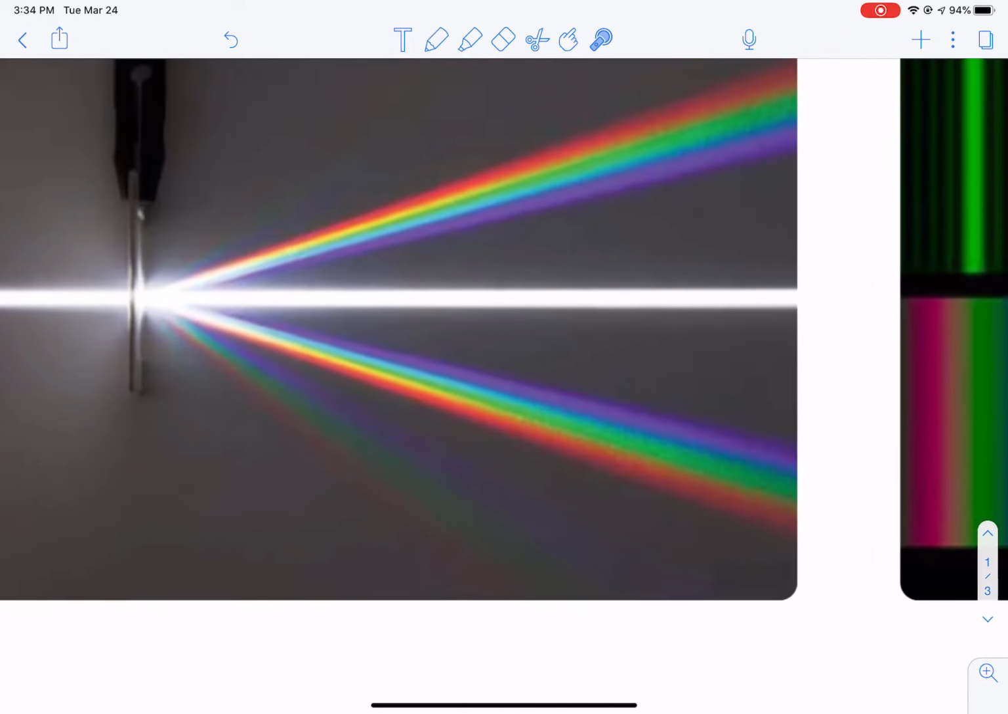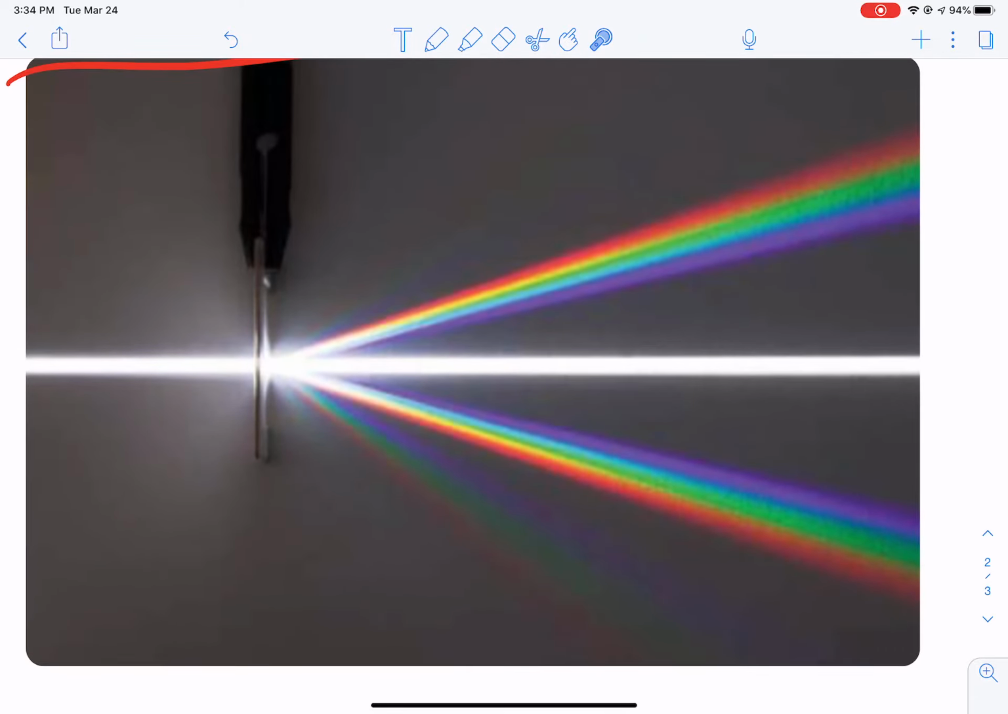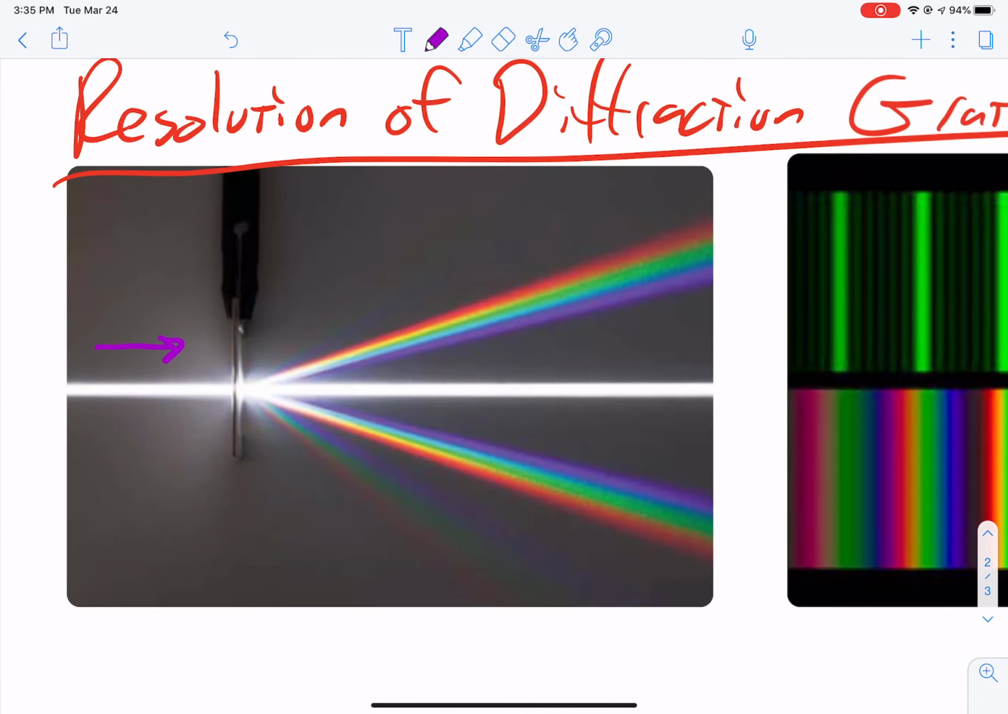So I want to draw your attention to this image on the screen first. We have white light coming in from the left, and it's hitting a diffraction grating. Just a reminder, a diffraction grating is a film with many thin slits. We're talking several hundred or even thousand per millimeter. So a ton of tiny little slits, very close together. And when the white light hits that diffraction grating, the light is diffracted.